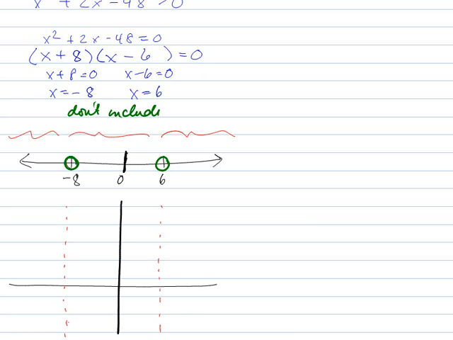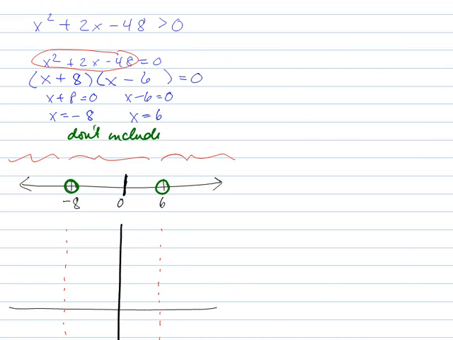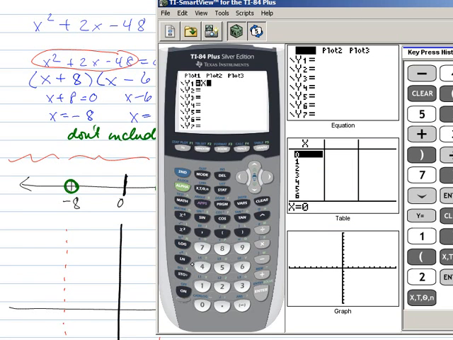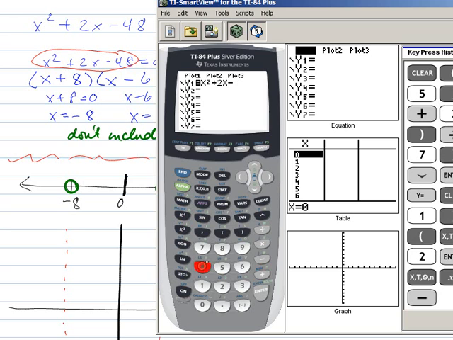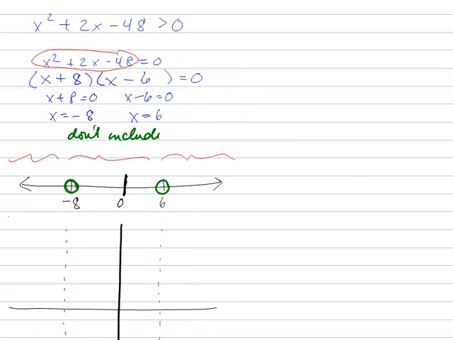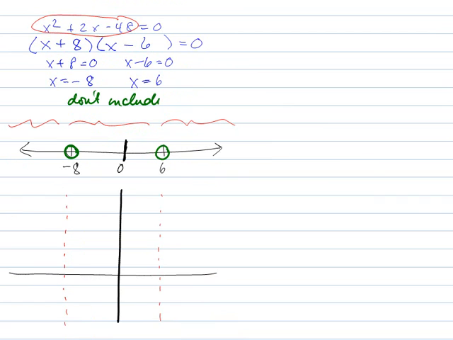Alright, and I'm going to graph this part. So I've got x squared plus 2x minus 48. And there's my 3 sections: section 1, section 2, section 3. So I've got an arm up, a loop under, and an arm up.